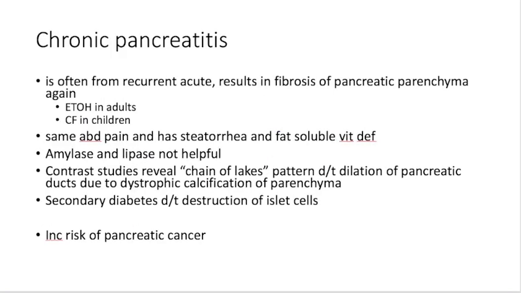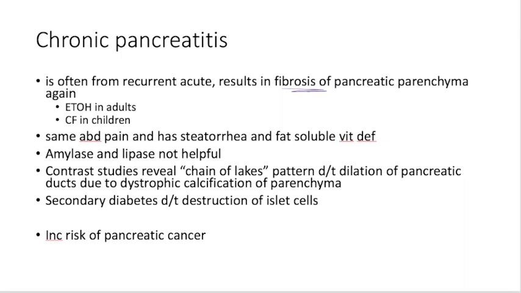The difference is chronic pancreatitis is often a state from recurrent acute pancreatitis, which then results in the fibrosis of the pancreatic parenchyma. Again, alcohol is a big one here, and cystic fibrosis for children. Same abdominal pain, but you also get steatorrhea and fat-soluble vitamin deficiencies due to the fact that you do not have your enzymes being released appropriately.